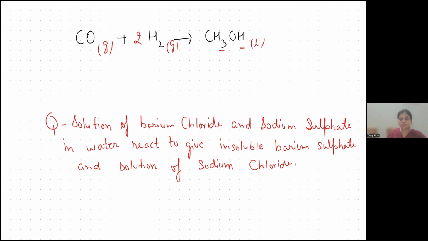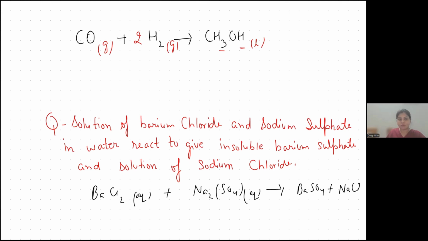Let's solve this question. Barium chloride, they are saying solution of, that means aqueous solution, with sodium sulfate, is going to give you barium sulfate plus sodium chloride. Let's balance this equation.